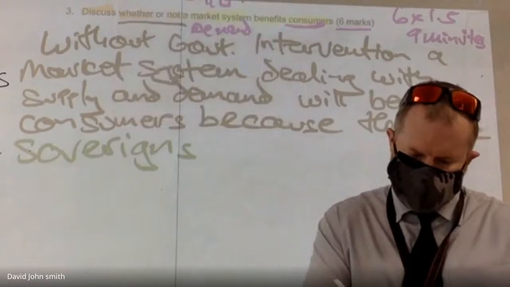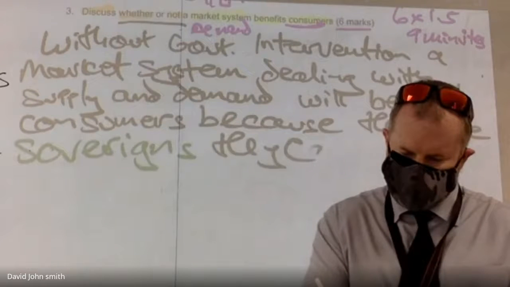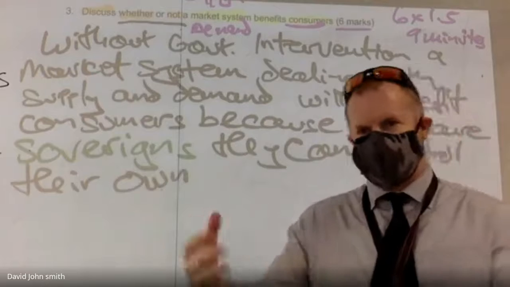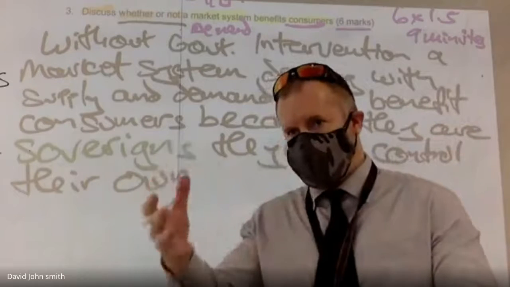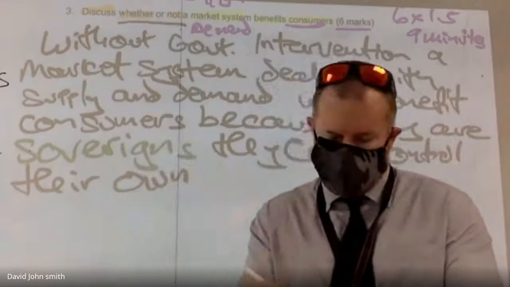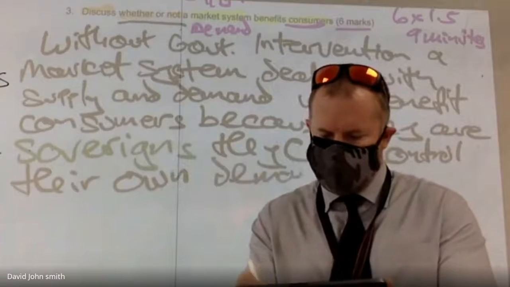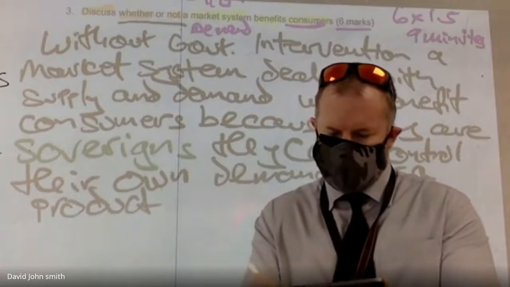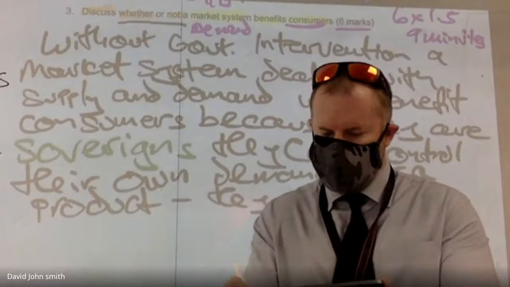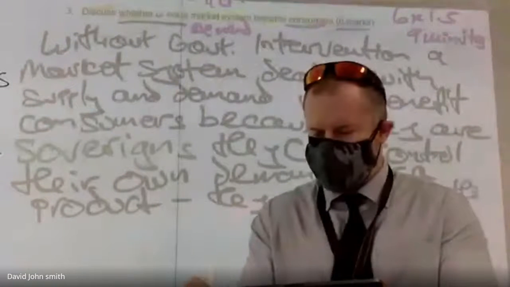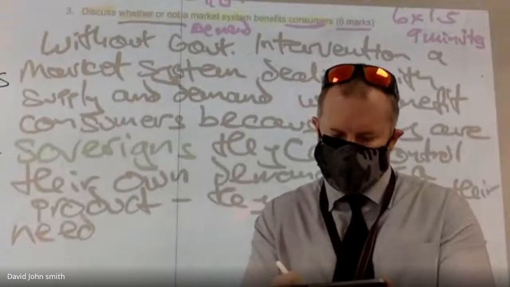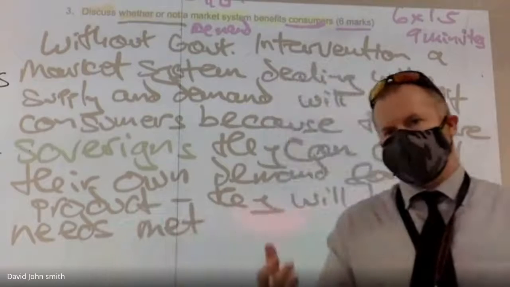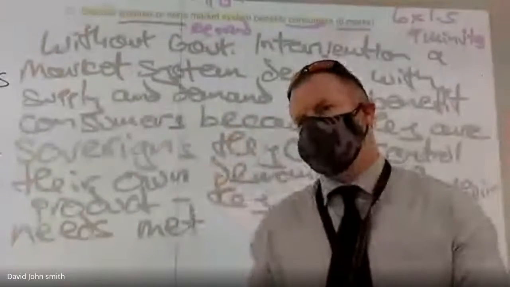Right? They can control their own. They're the king, they're the queen, they can do anything. Yeah? But you, the consumer in the marketplace, you control your own demand for a product. You get to say what it is. They will have their needs met, whatever they are, because it's been met in the market, as opposed to the government saying this is what you will have.